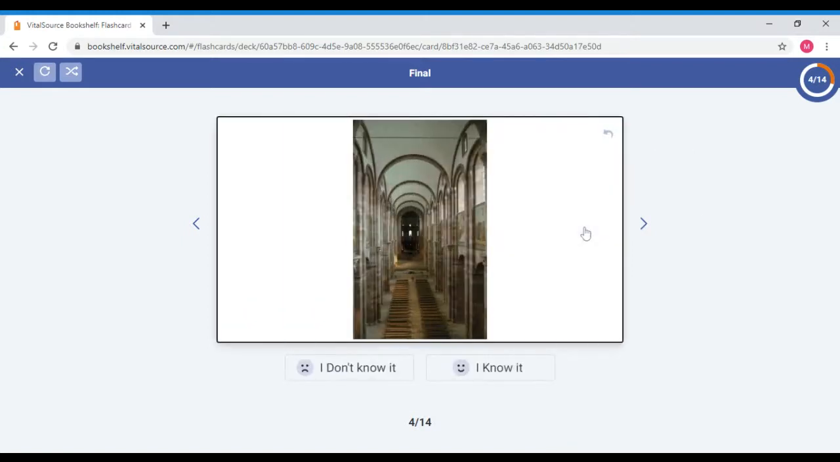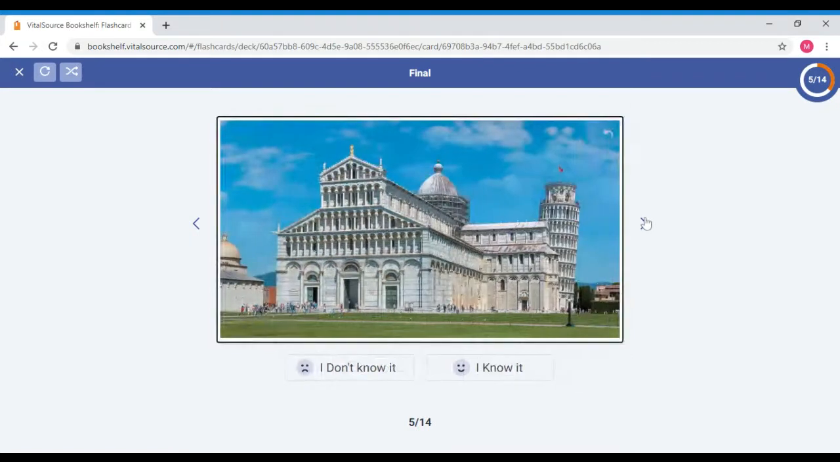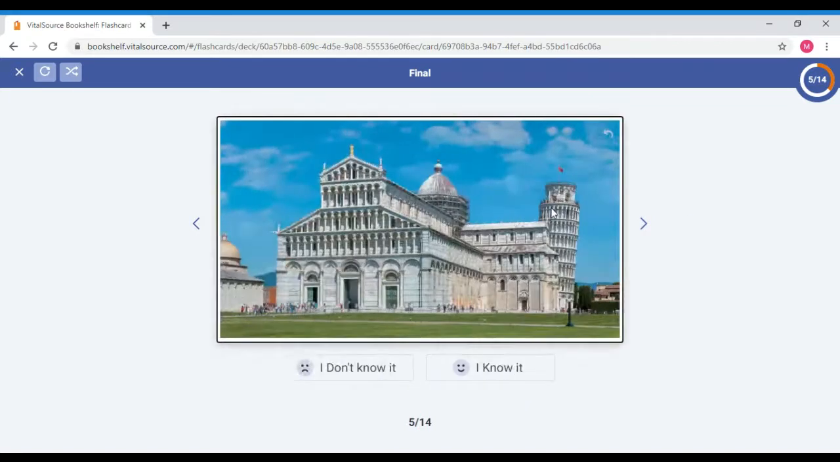It's pretty obvious here because we just covered it, but when you have the final and you'll have other images popping up, it might get a little bit more confusing. So just try to remember. So again, what is this style? And what is the name? This is probably one of the easiest because it's the Leaning Tower of Pisa. But just don't get confused, this is Romanesque.